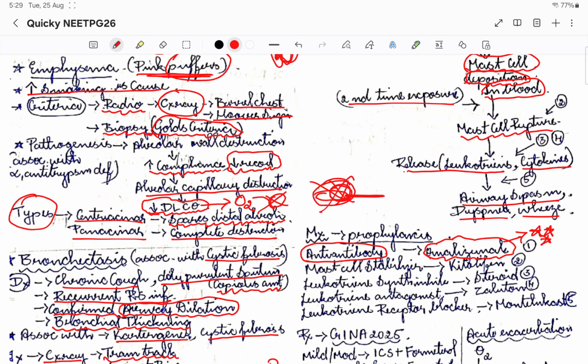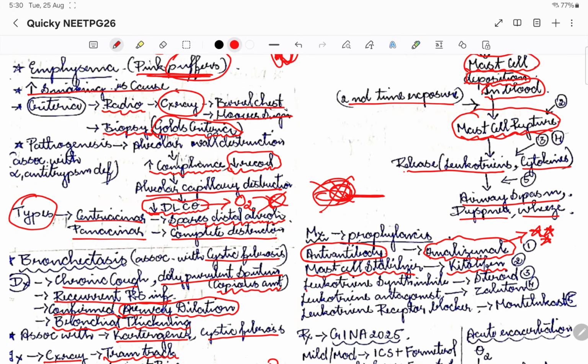Then there is the mast cell stabilizer. We said the mast cell is what gets ruptured, so if we stabilize the mast cell, asthma might not happen. That is where ketotifen comes in. Ketotifen is the mast cell stabilizer that is used.